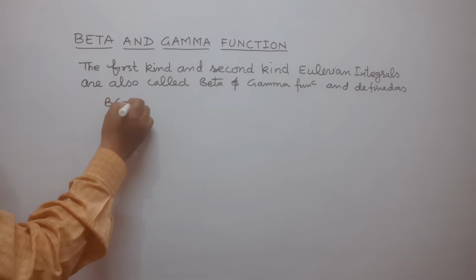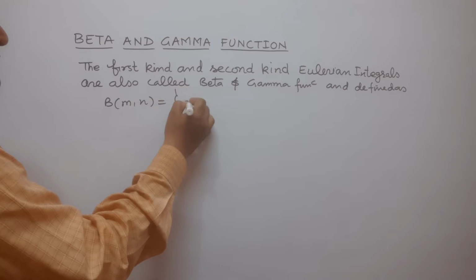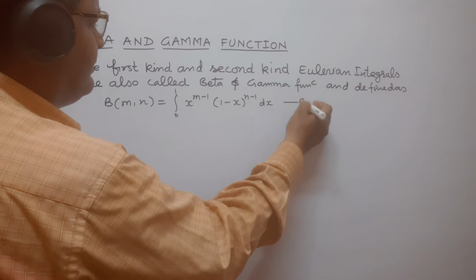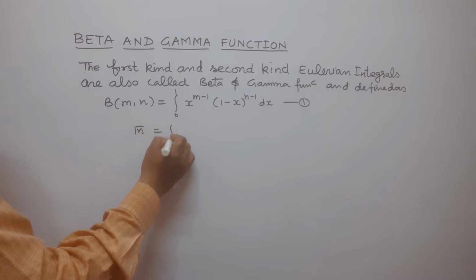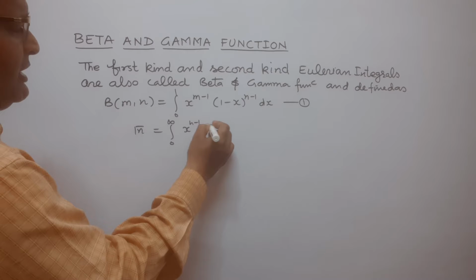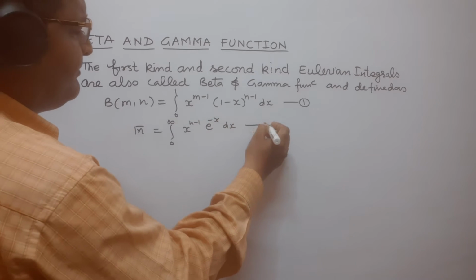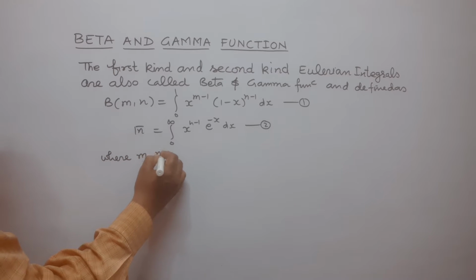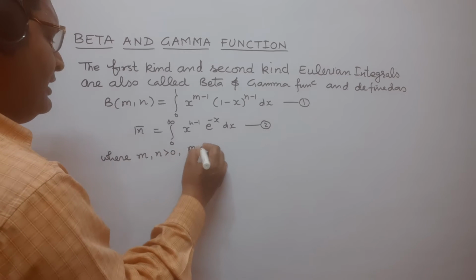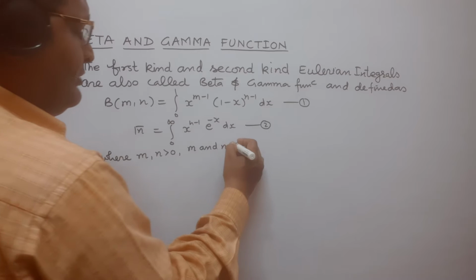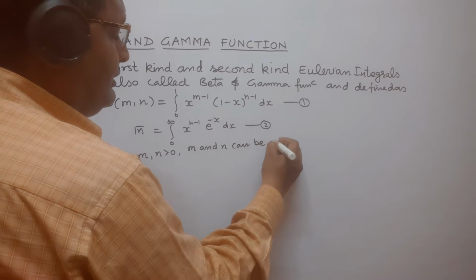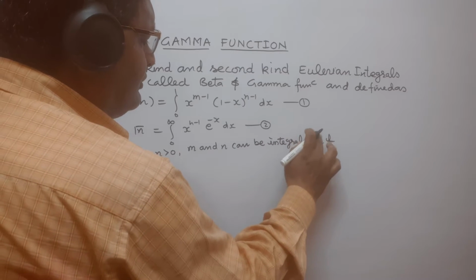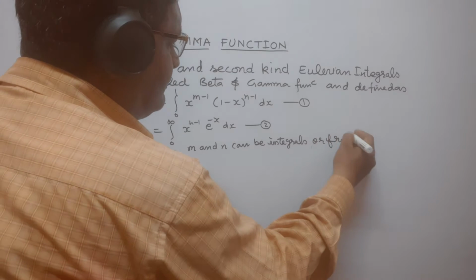Beta m, n is equal to integral 0 to 1 x to the power m minus 1 times (1 minus x) whole power n minus 1 dx, and gamma n is equal to integral 0 to infinity x to the power n minus 1 e to the power minus x dx, where m and n are greater than 0. m and n can be integers or fractional.